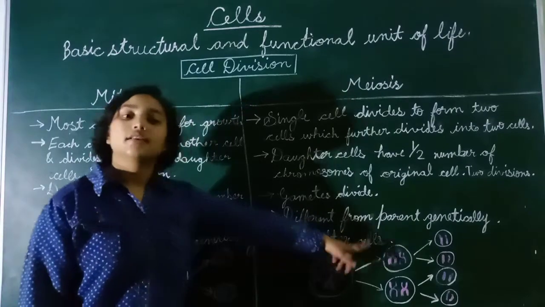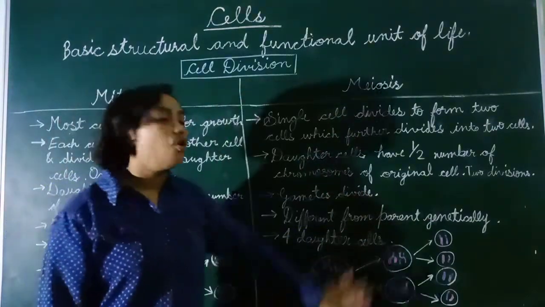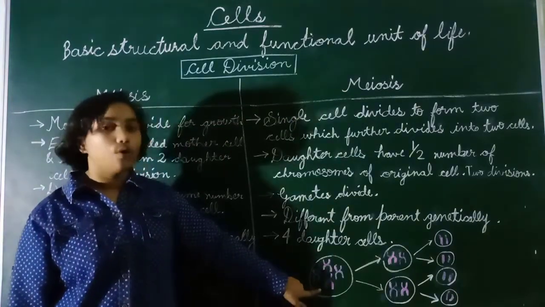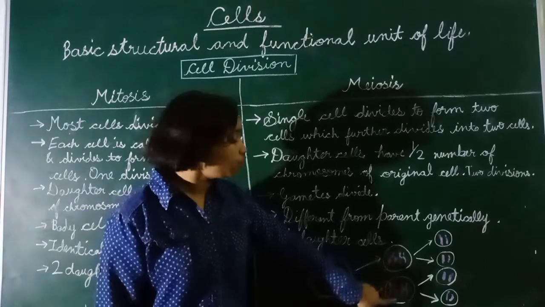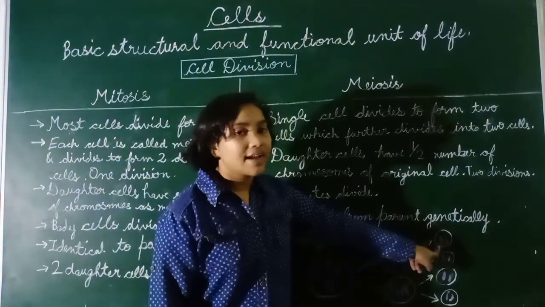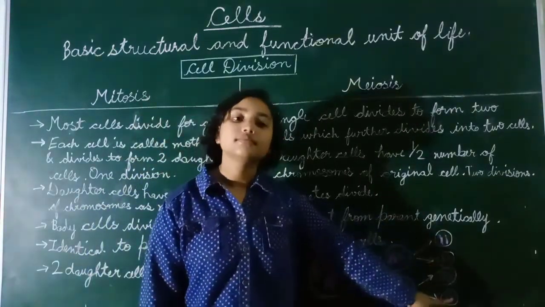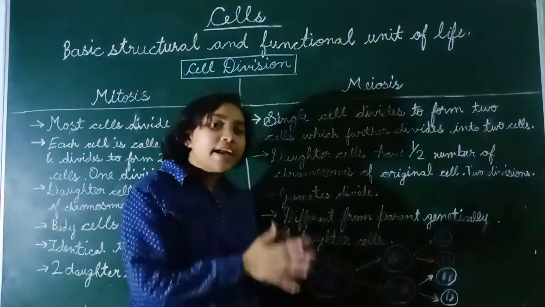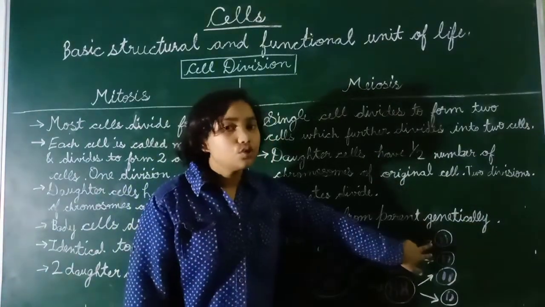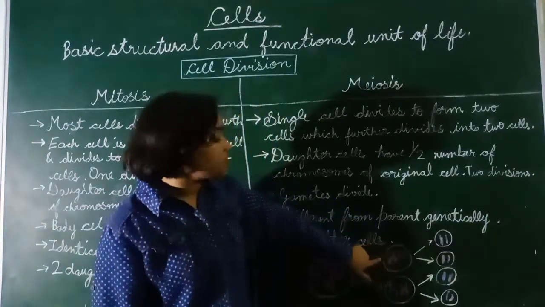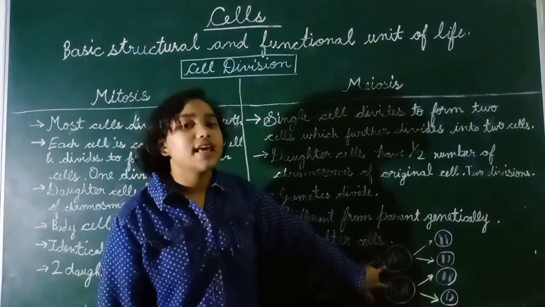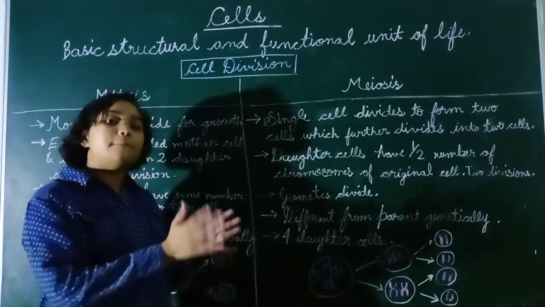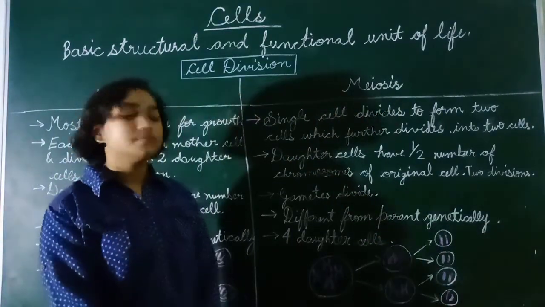One cell divides into four daughter cells. As you can see, here the number of chromosomes is 4, and here it only remains 2 in each. When these daughter cells combine together, two of them combine to form this one, and the other two combine to form this one. Then the number of chromosomes becomes the same as earlier.